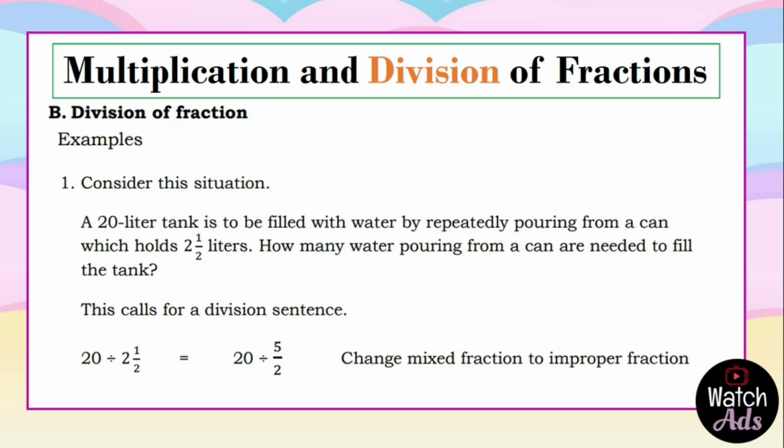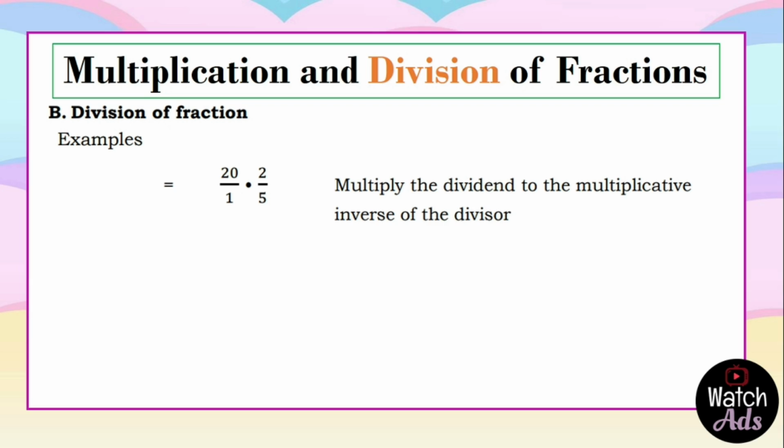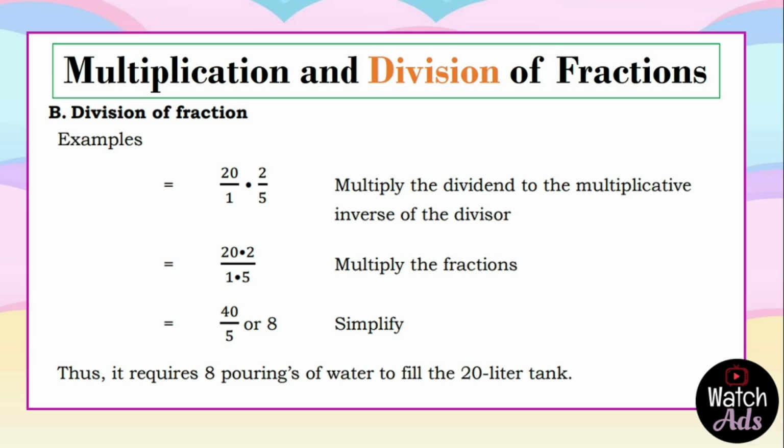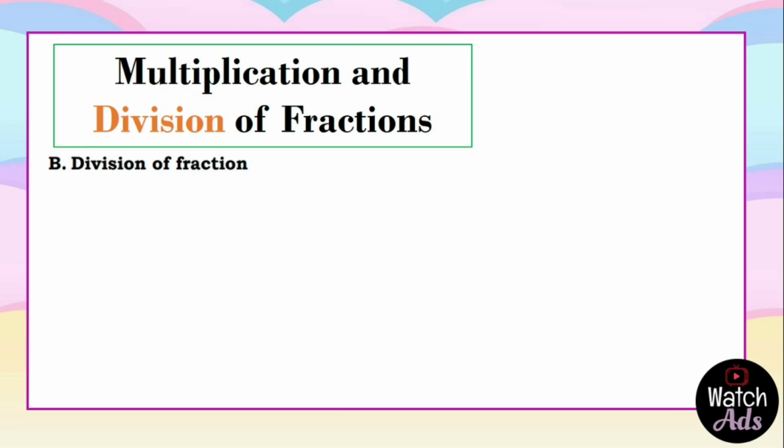Now 20 divided by 2 1/2 is equal to 20 divided by 5/2, changing the mixed fraction to an improper fraction. Then 20 over 1 multiplied by 2/5 because 2/5 is the reciprocal of 5 over 2. 20 multiplied by 2, 1 multiplied by 5 gives us 40 over 5, or simply 8. Thus, it requires 8 pourings of water to fill the 20-liter tank.